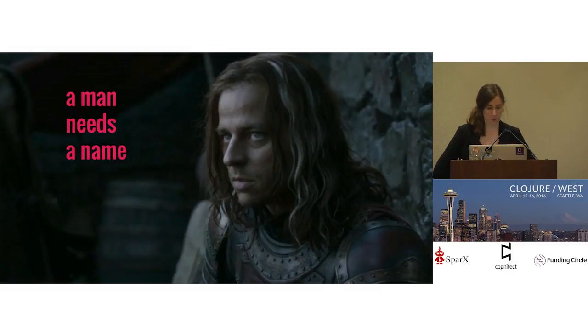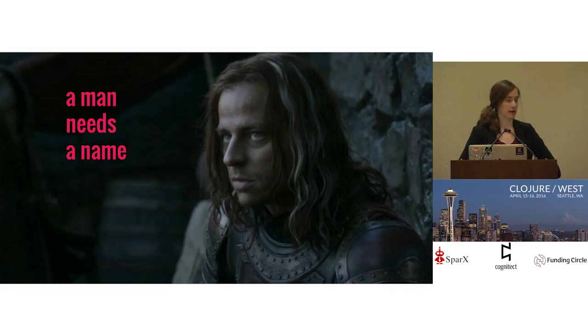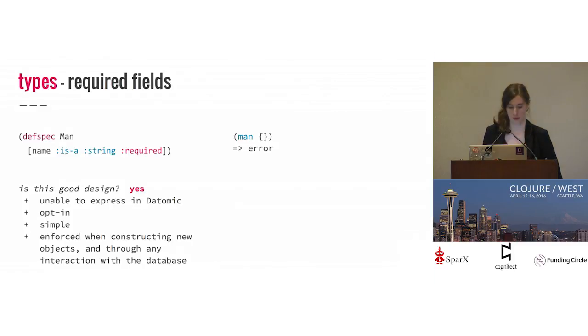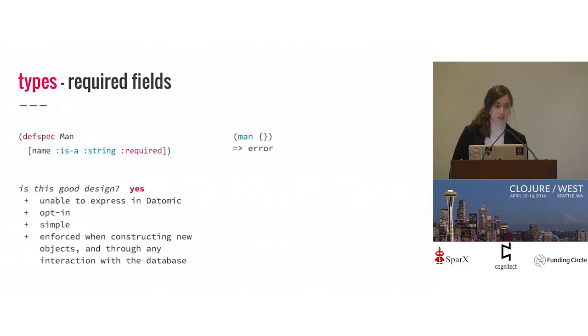Okay, what if you have an entity type that absolutely needs to have a field? What if a man needs a name? Well, you can say that in spec-tacular. So you have a man that has a name field that is required. And if you try to make a nameless man, it will give you an error. And that's good design. You're completely unable to express this in Datomic.